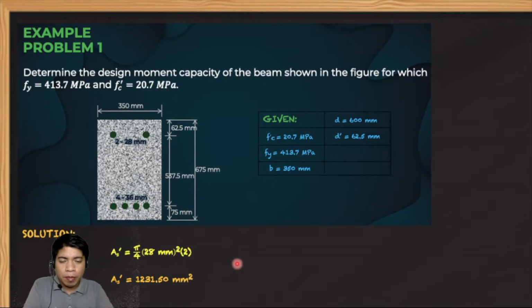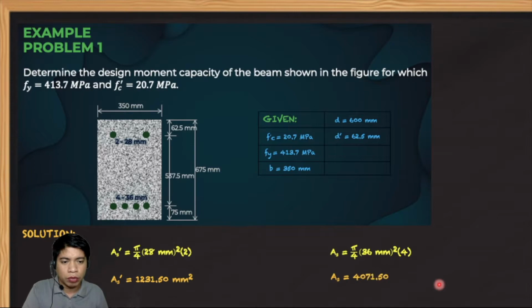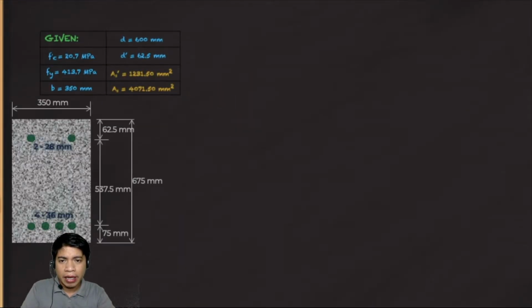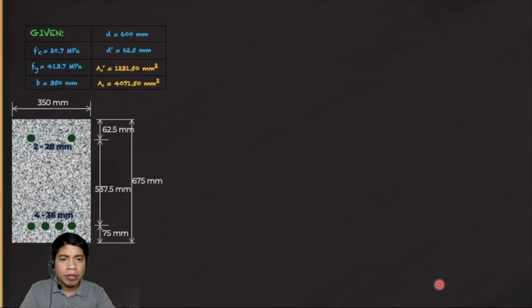Okay. So, bali no, para naman sa area ng ating tension bars, that is AS, that is apat na 36mm bars. So, ayun. So, bali ang ating AS will be equal to 4,071.5 square millimeters. Okay. So, ngayon guys, na-compute na natin lahat ng ating mga kailangan. Pwede na tayong magsimula ngayon ng ating analysis ng doubly reinforced beam.